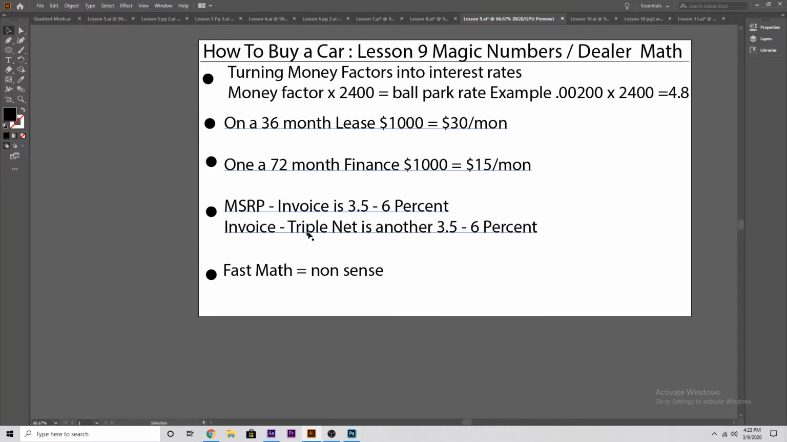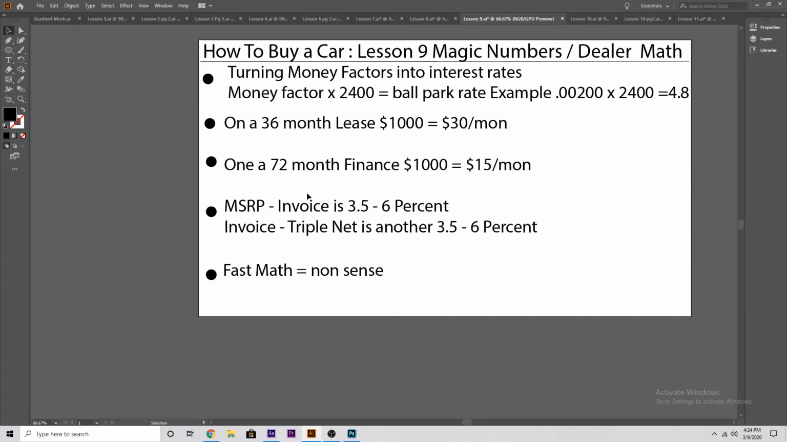So again, from MSRP to invoice is 3.5 to 6% as a rule in most car brands. And now once you have invoice, you can calculate the percentage that it is, and then use the invoice number, and then take the additional same discount again off invoice, and you'll be at triple net, guys. These are terms I know can be a little confusing. If you're still kind of confused by that, go watch Car Terms. It'll break it down for you.